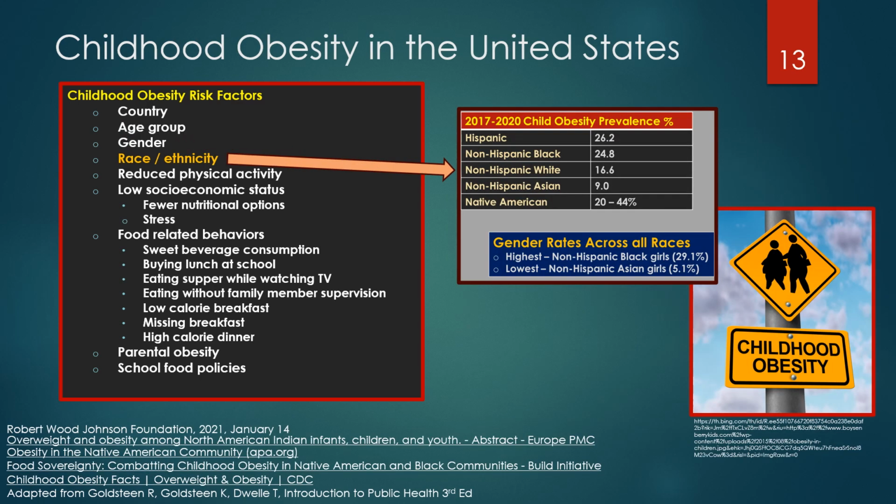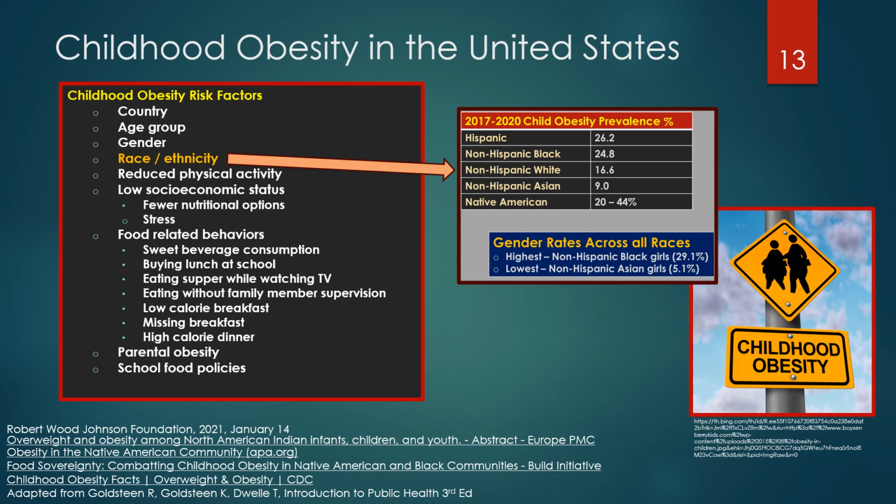Obesity prevalence varies with race and ethnicity. Obesity prevalence was 26.2% among Hispanic children, 24.8% among non-Hispanic Black children, 16.6% among non-Hispanic white children, and 9% among non-Hispanic Asian children.